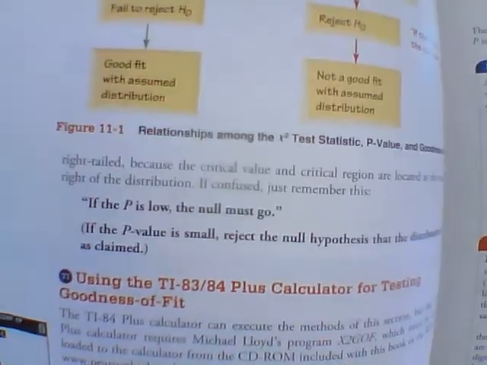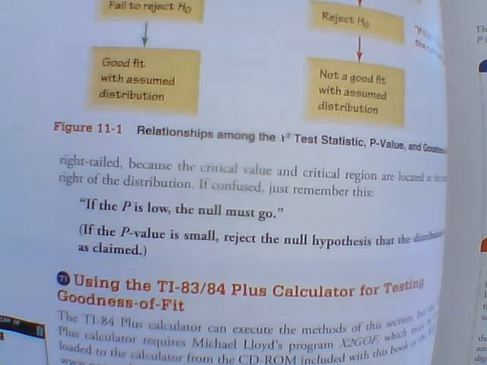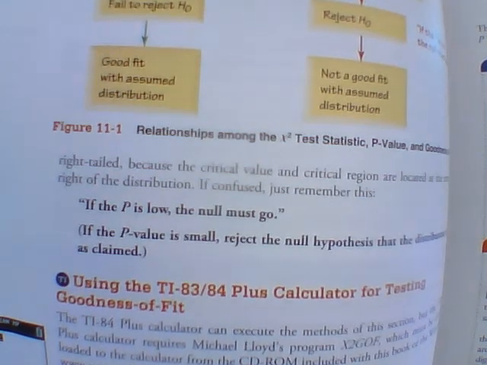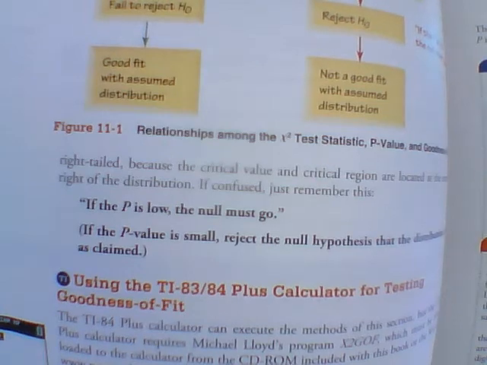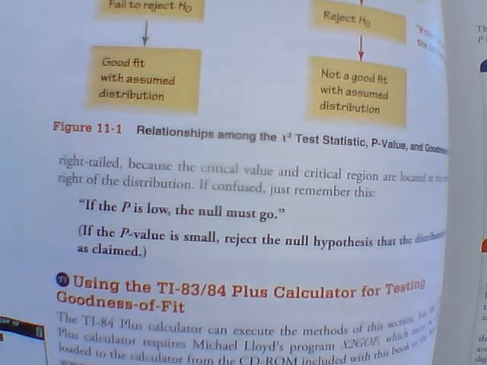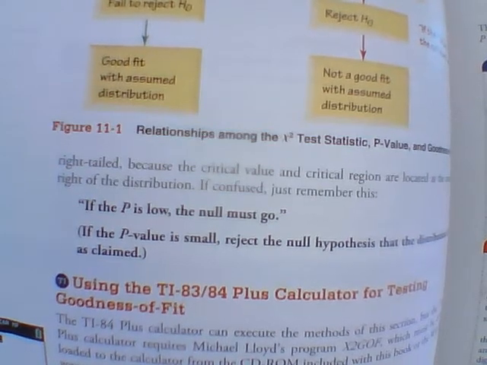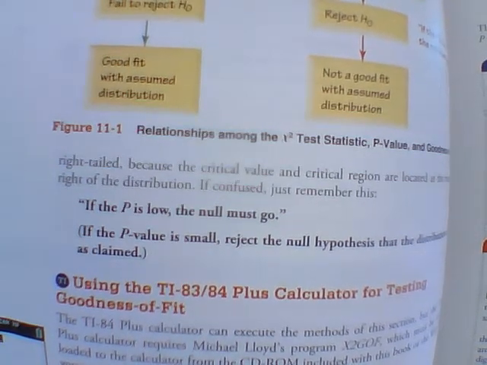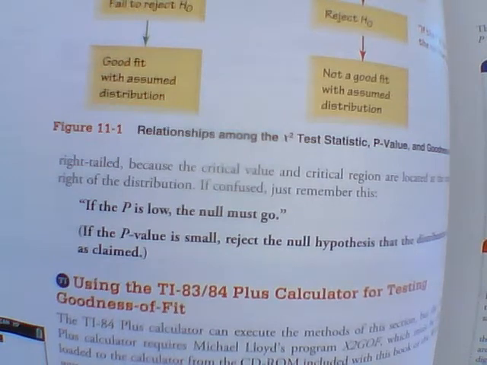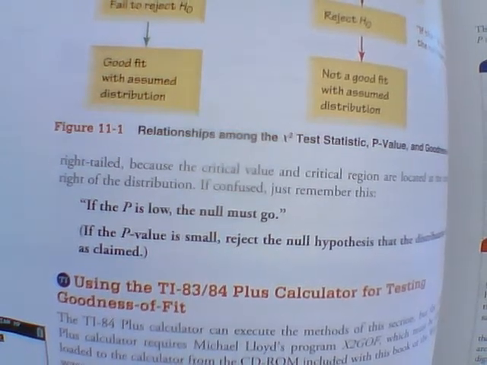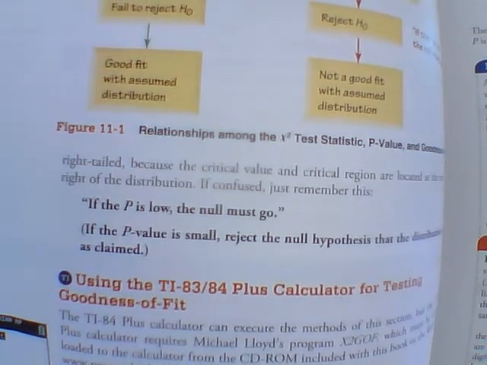Once again, they have some statements in here. Please remember, we'll have our test statistic, but we also have a p-value. Remember that p-value is related to the significance level that we're testing against. So if the p-value is low, the null must go. Basically, if our p-value is less than our significance level, we must reject the null hypothesis because it's just not working.